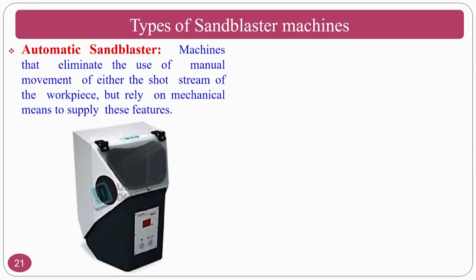So, types of sandblaster machines: normally an automatic sandblaster will be there. This is one type where you can eliminate the use of manual movement of either the shot stream.